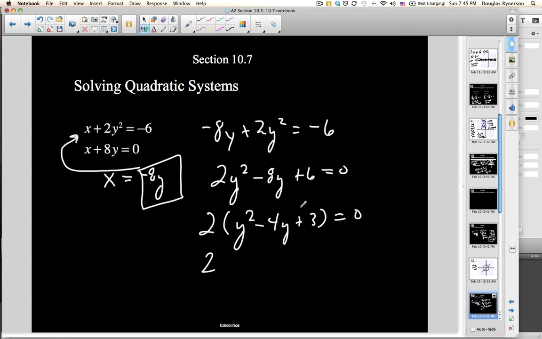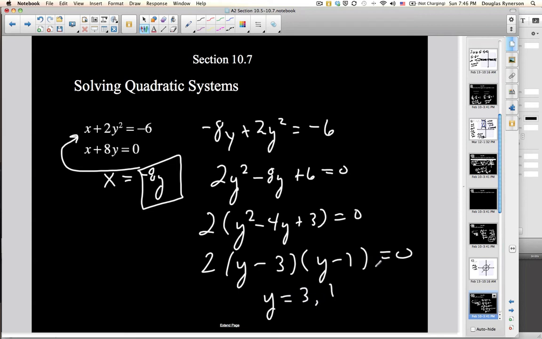I know that my binomials will both have the same sign and that they'll both be minuses, so I'll have y minus and y minus. And I want factors of 3 that will add up to be 4: 3 and 1. So again, I got two solutions. Y could be equal to 3 and also equal to 1.